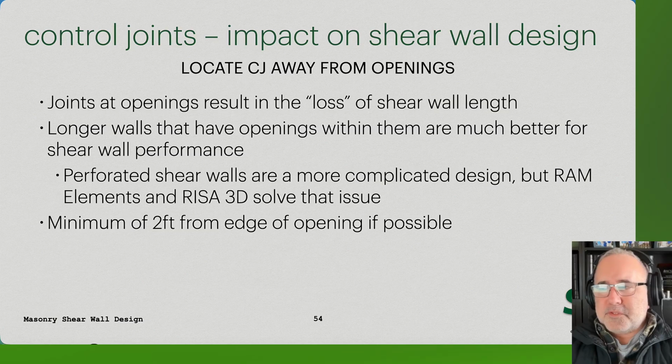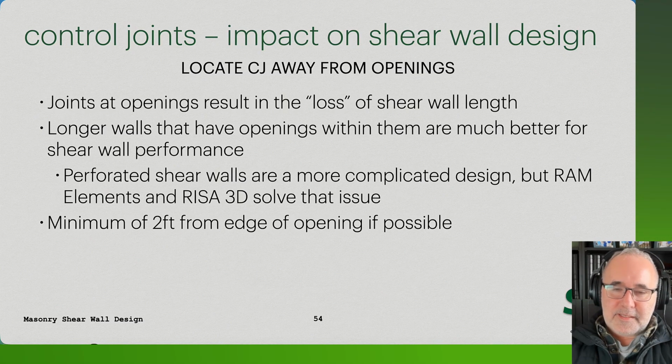Other things about movement joints that are important in terms of shear walls, making sure that we have control joints away from openings. And certainly where we put those control joints is going to be an engineering judgment. Just my personal engineering judgment is I'd like to keep control joints at least 2 feet away. That's not within a code. It's not anything other than my recommendation for placing of control joints relative to openings.